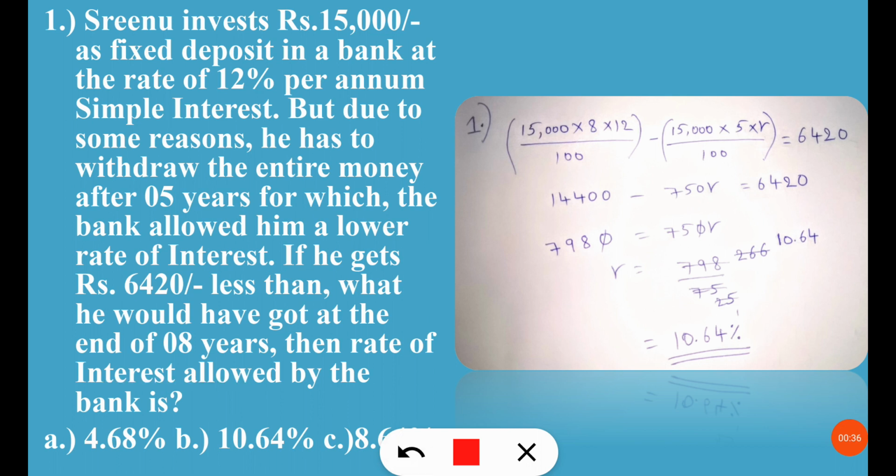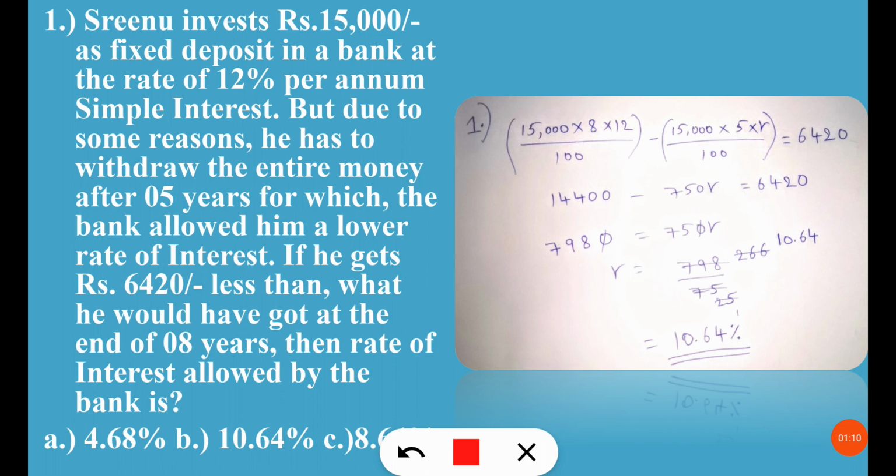The meaning of the question is: Srinu has invested 15,000 rupees as a fixed deposit in a bank at 12% per annum simple interest. Because of some pressing needs, he has withdrawn the entire money after 5 years itself. Actually, he has to invest for 8 years, but he has taken away the entire money after 5 years itself. For that reason, the rate of interest was reduced by the bank, and he has received 6,420 rupees less than the actual money. Now, we are supposed to identify the reduced rate of interest.